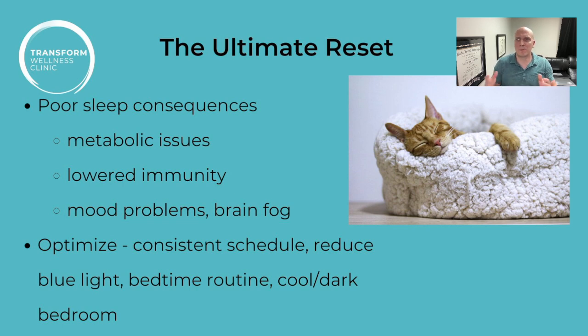So how do we optimize our sleep? Keeping a consistent schedule, going to bed around the same time, waking up around the same time, even on the weekends. Reduce blue light exposure. That's huge because all these lights in our home, they give us blue light into our retinas, which suppresses melatonin.